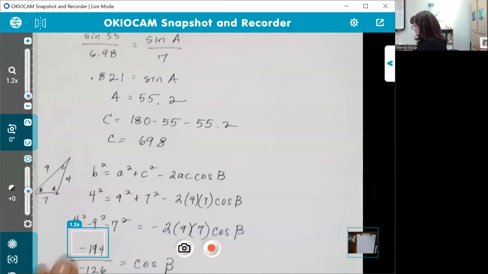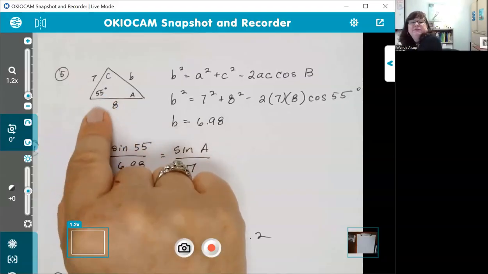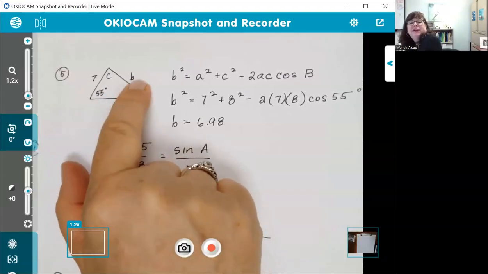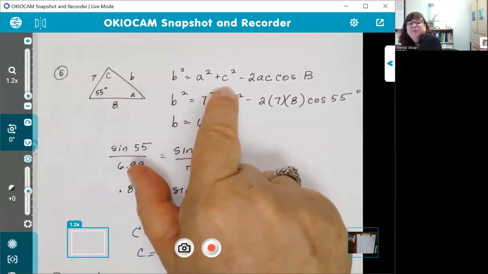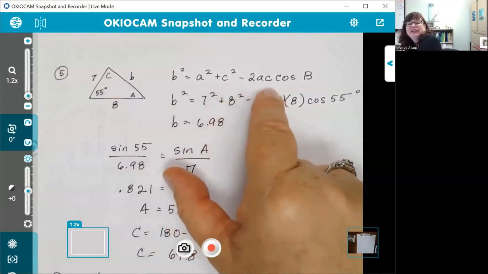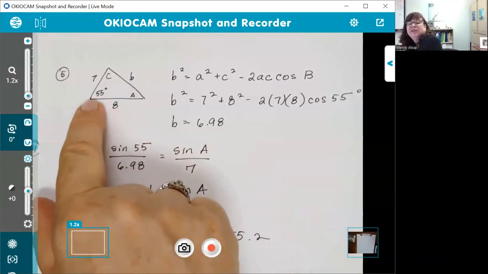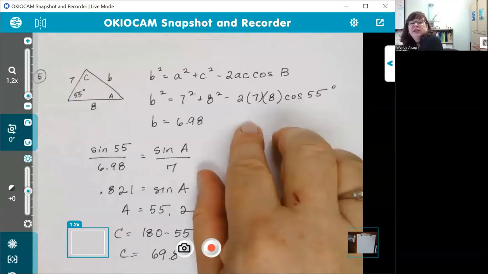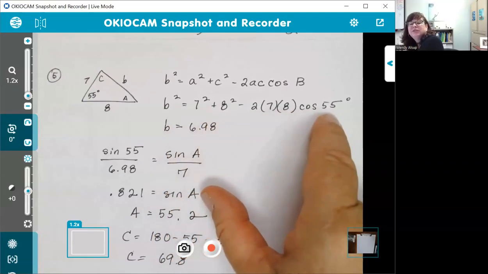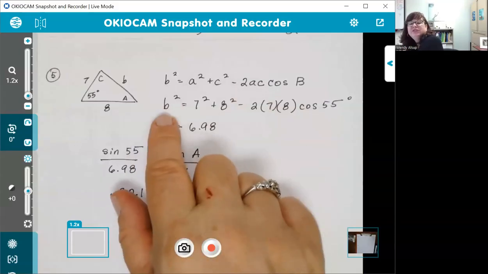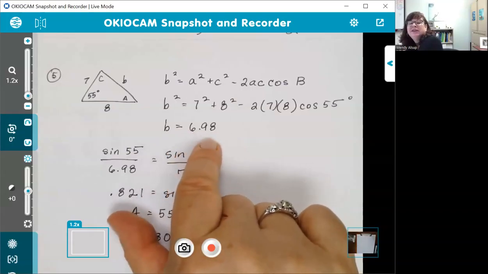Where's 5? Here we go. All right, so I was told the 7, the 55 degrees, and the 8. I'm going to first find the B, and that would be B squared equals A squared plus C squared minus 2AC times the cosine of B. I chose that because that's the only angle I know. Substitute it all in. 7 squared plus 8 squared minus 2 times 7 times 8 times the cosine of 55 degrees. B squared equals something or another. And then you take the square root of that and you're going to get a B of 6.98.